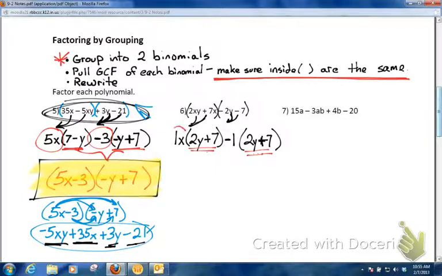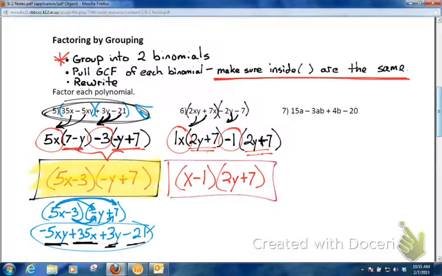Now that they are, I take what factored out, 1x minus 1, and the second binomial is the leftover pieces that were the exact same as a single binomial. Done.